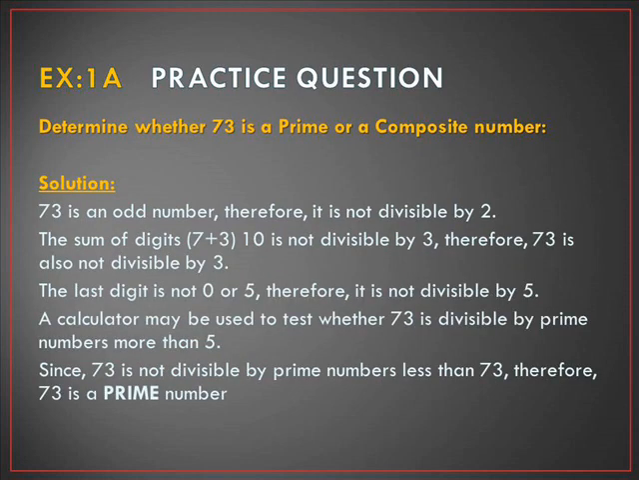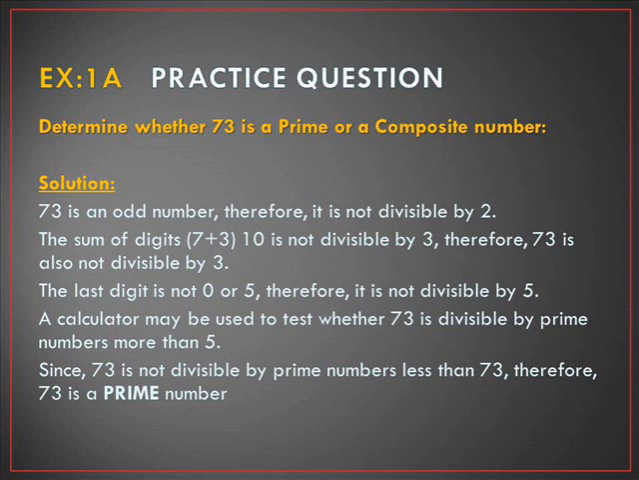In the second question, we will follow the same procedure. First of all, we will check if 73 is divisible by 2 or not. As 73 is an odd number, therefore it is not divisible by 2. Now we will move on to the next divisibility test and we will check if 73 is divisible by 3 or not. As the sum of digits 7 plus 3, that is 10, is not divisible by 3, therefore 73 is also not divisible by 3.